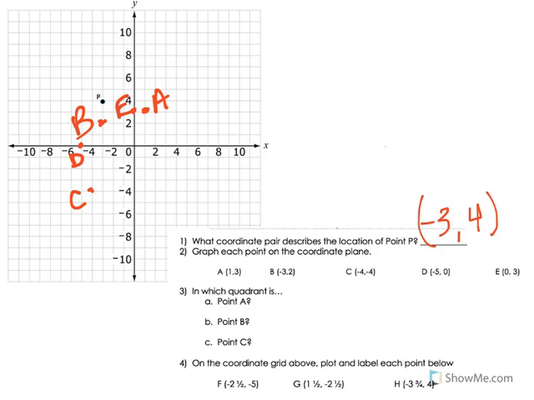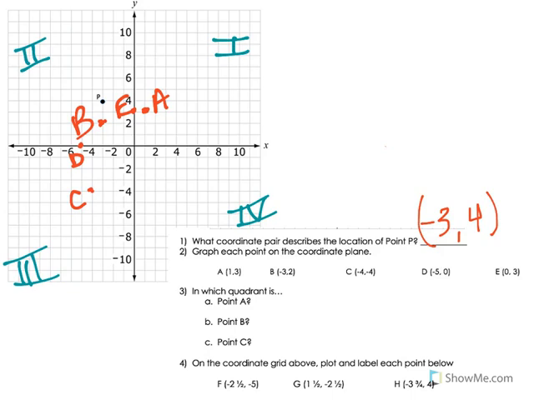Okay, so now number 3 is asking in which quadrant is point A, point B, and point C. Remember, when I want to label my quadrants, I start with quadrant 1, which is all positive ordered pairs. Then I'm moving counterclockwise. This is quadrant 2, quadrant 3, and quadrant 4. Remember, we're using Roman numerals to label our quadrants.